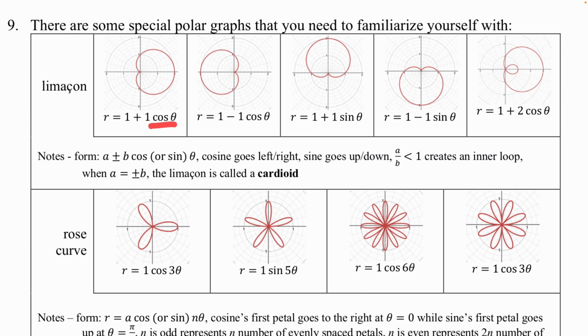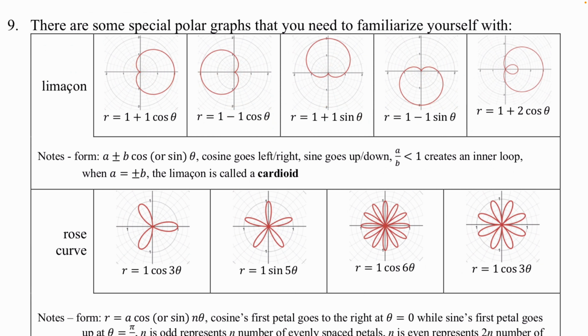Now, I've given you different versions of cosine and sine so you can see what happens. A positive cosine goes to the right, but subtracting cosine takes the limacon to the left. Positive sine makes the limacon go up, negative sine makes the limacon go down. I made all these numbers 1 and 1, and I'd invite you to log into Desmos or something and play around with some of these numbers.